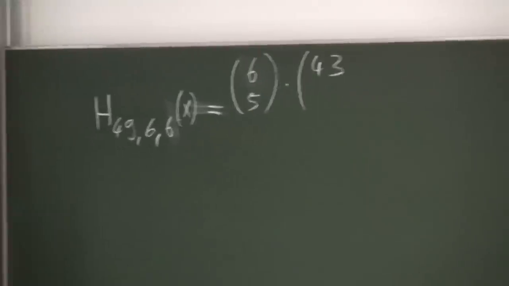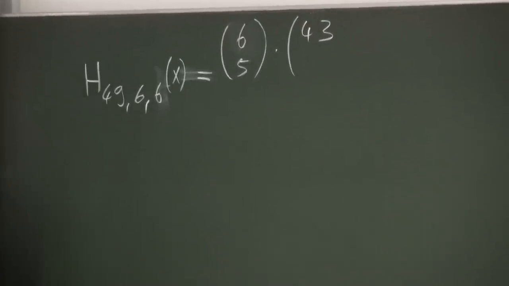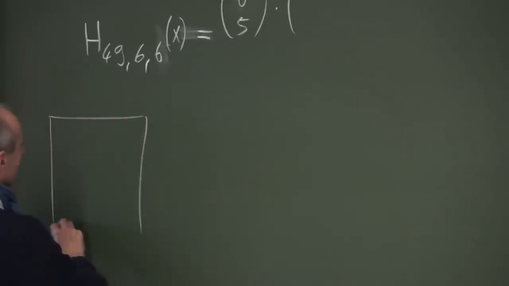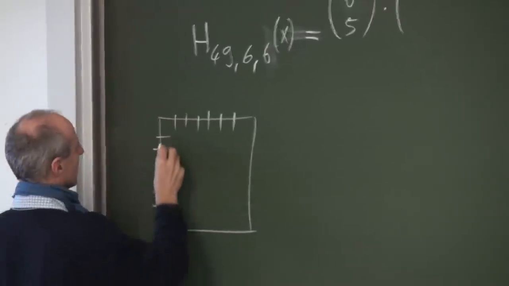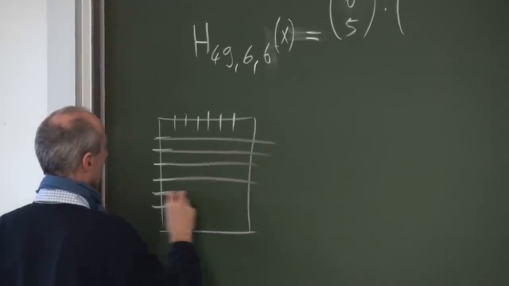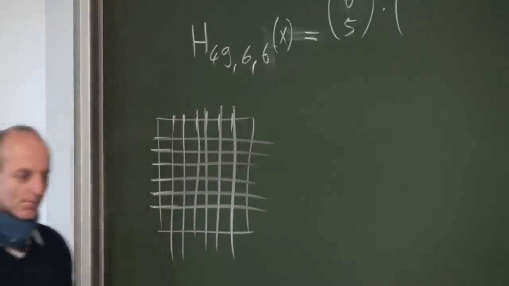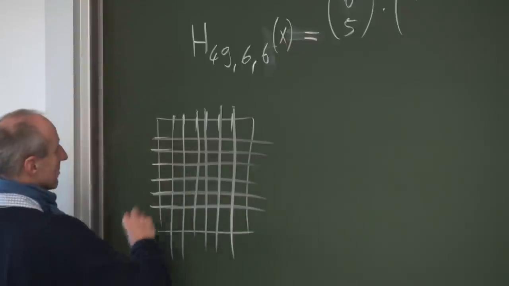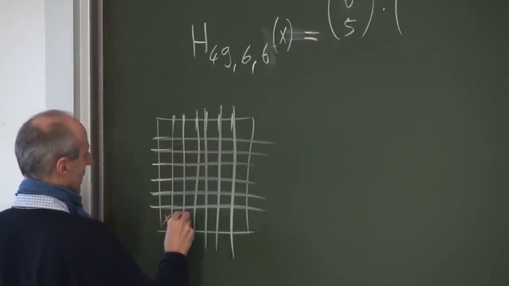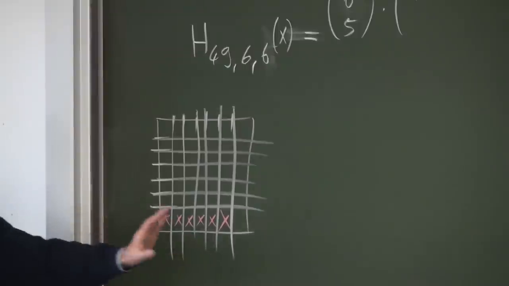That's what we do in Lotto. Okay, so I guess we have to draw the Lotto field. So there is 7 times 7. Okay. So now, you make 6 crosses. I guess you make it like that. Okay? So that's what I do every week.